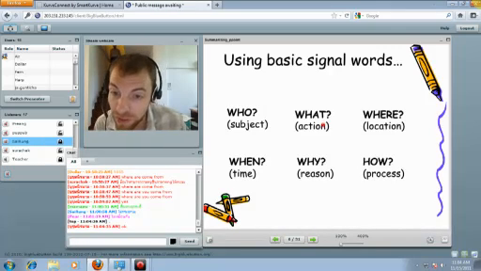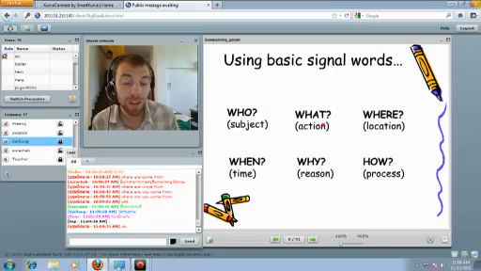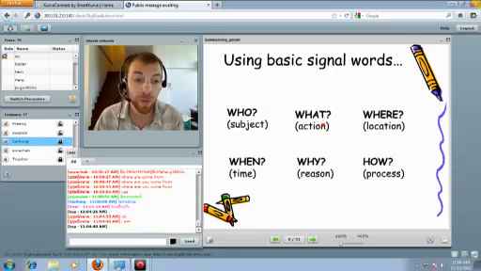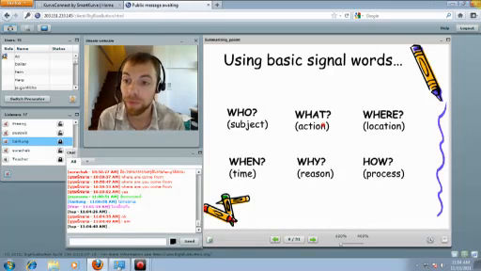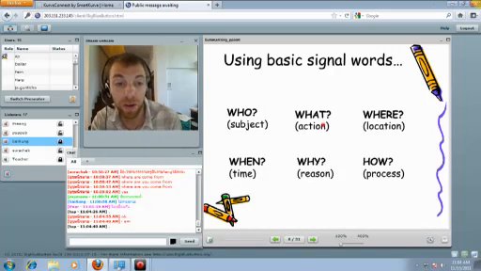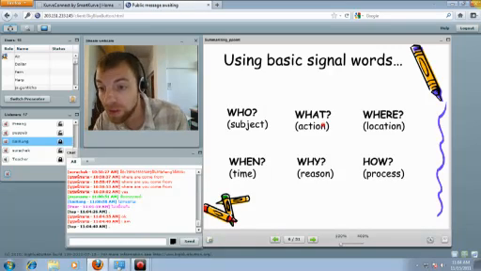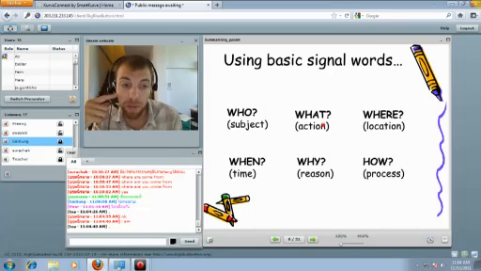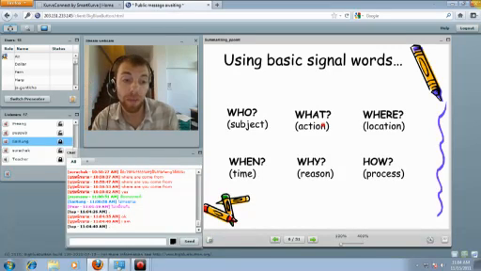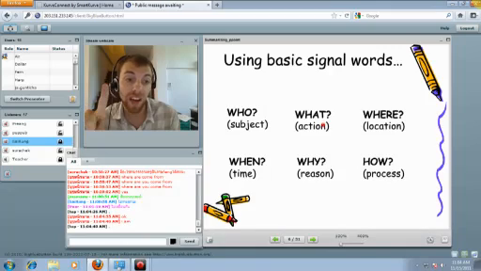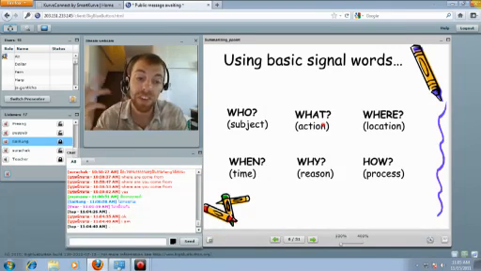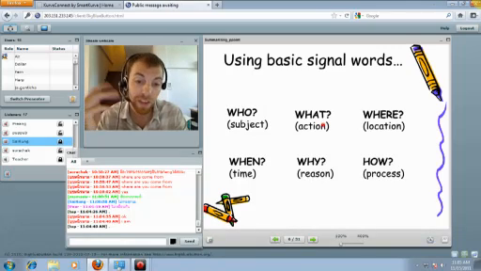Second, what? What is happening in the story? Why do I care? Why am I reading this? Next, where? Where does it take place? That's a location. When? When is what time? It can be time of the day, like the time. Also the day and the month and the year.